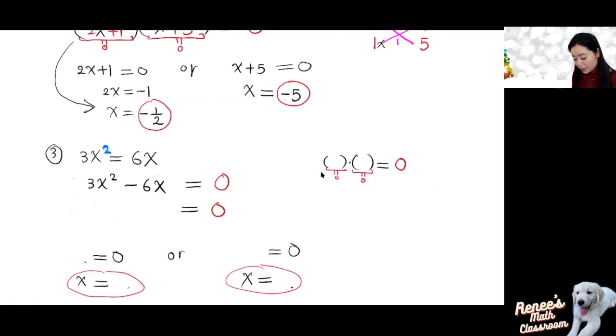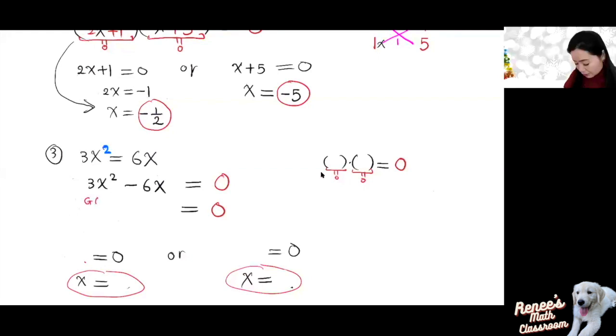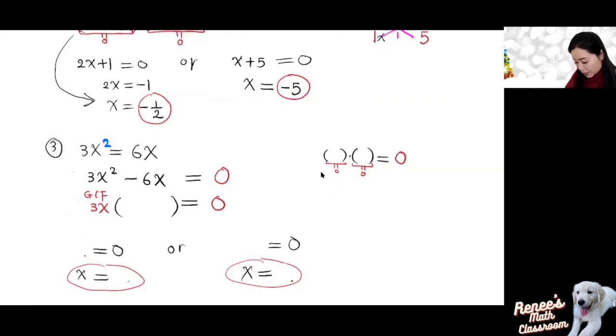So how do you factor this? Anyone? What's the first step in factoring? Take out the greatest common factor, GCF, yes. For all of them, take out the GCF, okay? So let's take out the GCF. What's the greatest common factor here? Yeah, you got it. That is 3x. And now, parenthesis. Inside the parenthesis, we'll have x minus 2.